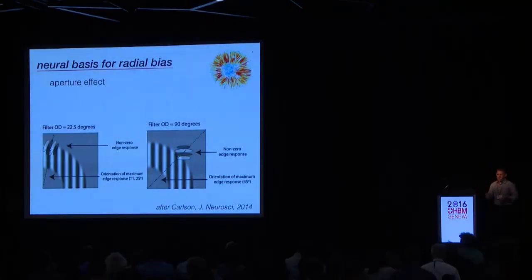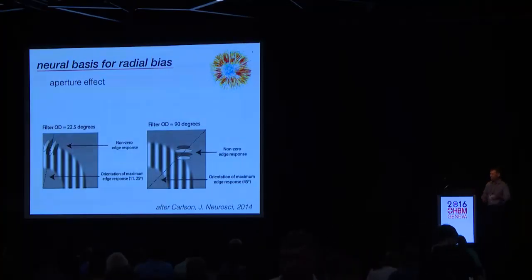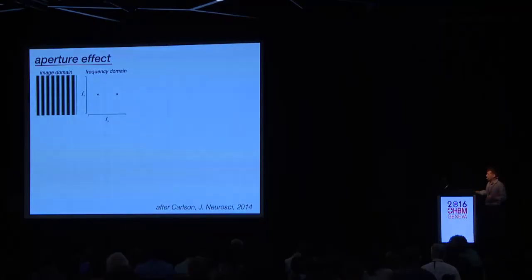Another possibility is that there's some impact of the aperture. So we and everyone else in the field places stimuli inside apertures. Either we have a circular aperture on the screen, or the screen itself acts as an aperture. And in a very nice theoretical paper, Carlson in Journal of Neuroscience about 2 years ago showed that vignetting a stimulus with an aperture affects the orientation tuning of simulated V1 neurons. We entirely agree with this conjecture, or this demonstration, I should say, but our take is slightly different.